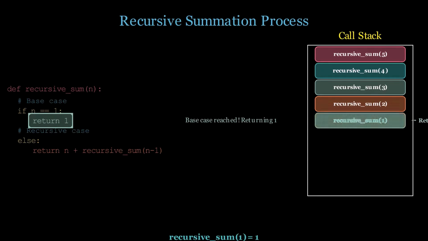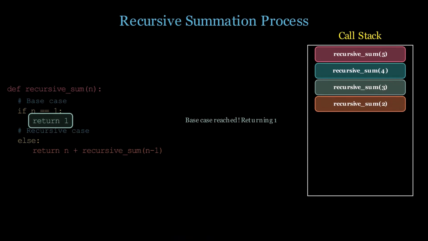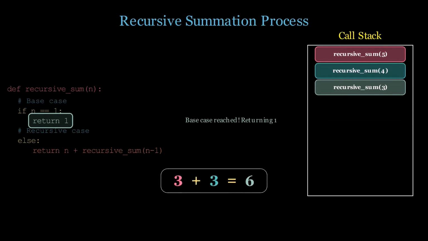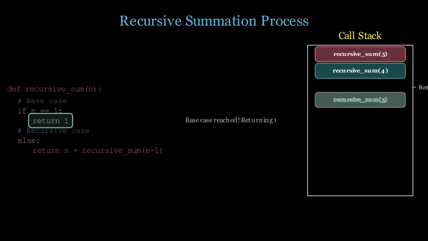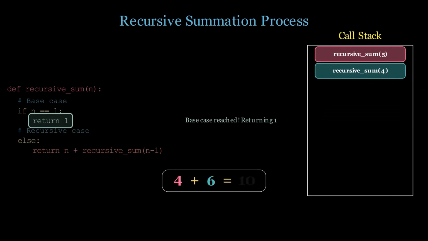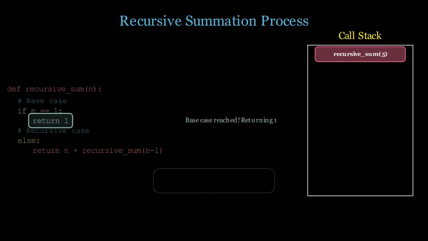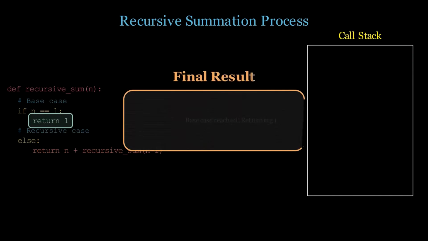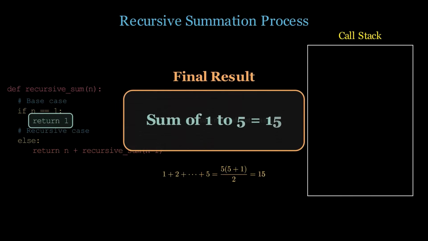Sum of 2 receives 1. It calculates 2 plus 1 equals 3. Sum of 3 receives 3. It calculates 3 plus 3 equals 6. Sum of 4 receives 6. It calculates 4 plus 6 equals 10. Sum of 5 receives 10. It calculates 5 plus 10 equals 15. The final answer, 15, is returned.